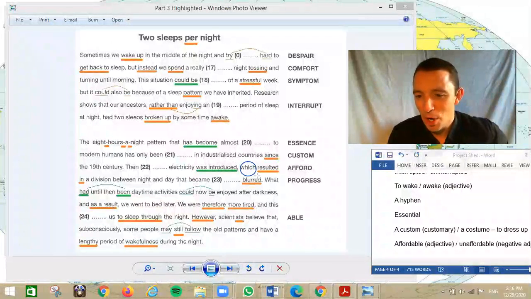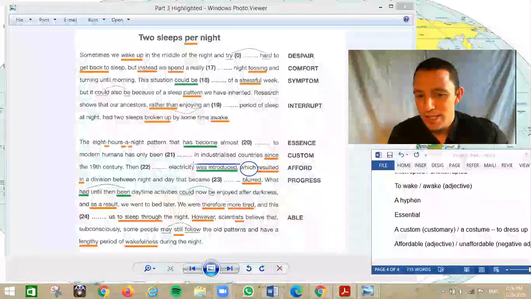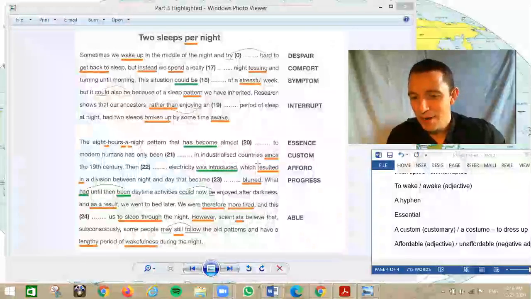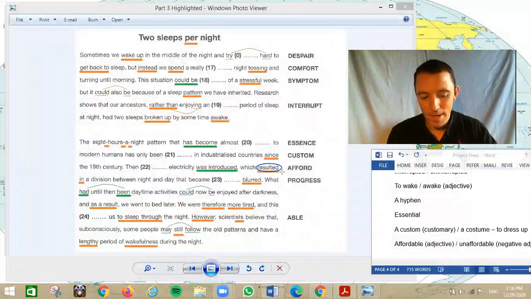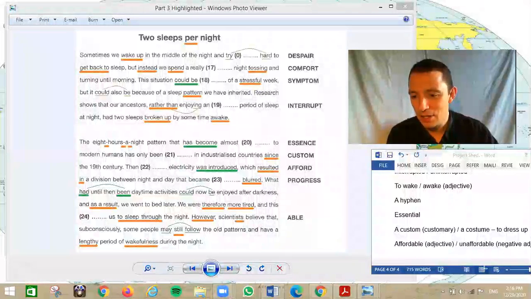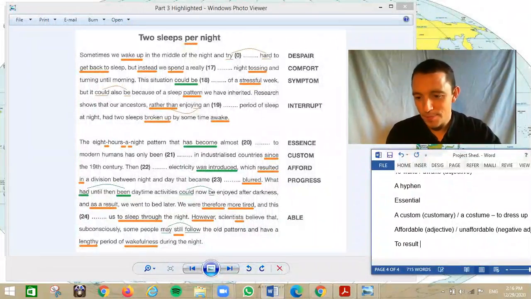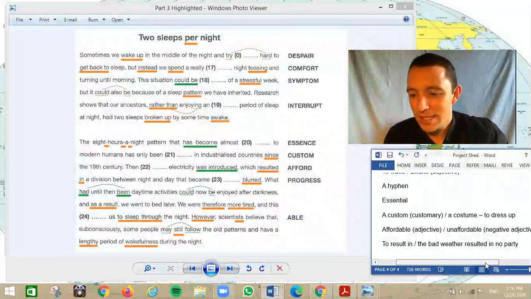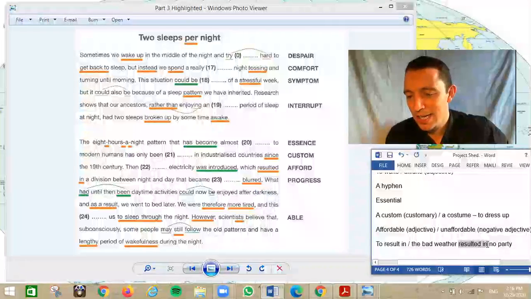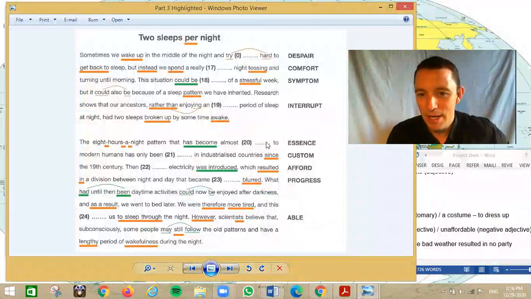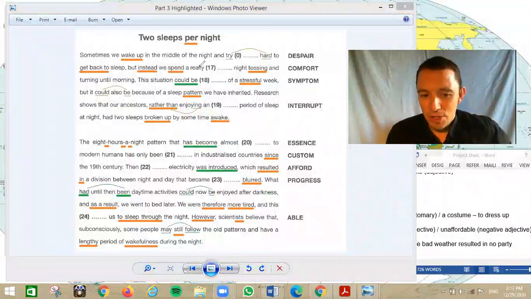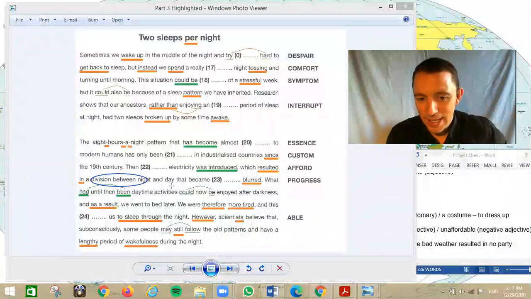Which again is the relative pronoun. So that's related to electricity or the introduction maybe. Okay. Resulted in. Okay, this is very typical, to result in. And that's the reason I identified. So you can see in the text, I'm going to type to result in. Okay, so for example, the bad weather resulted in no party. So it's the consequence, very typical for consequence. The bad weather resulted in no party. Okay, and here it's the same, which resulted in, okay, so resulted in a division between night and day.